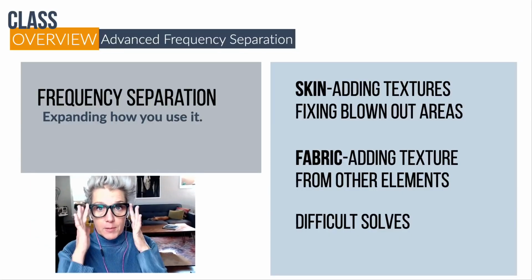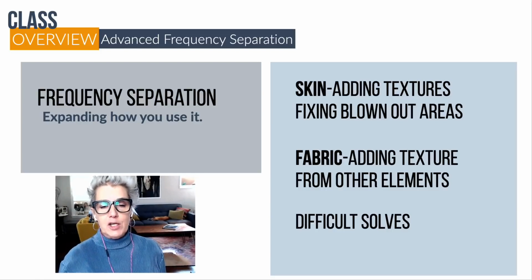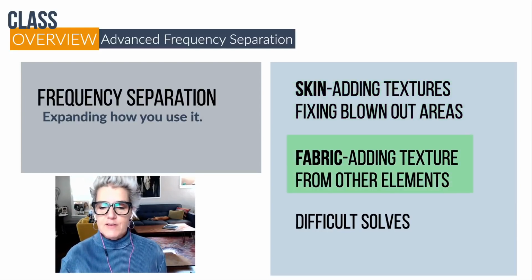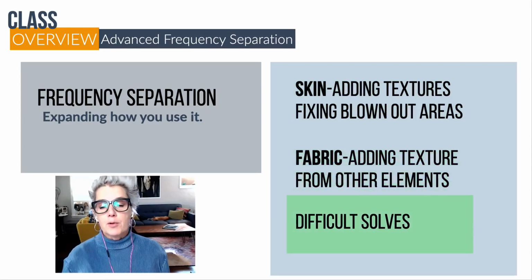First of all, we're going to be looking at frequency separation, how to expand its use by looking at skin texture, when the image is blown out and you need to add skin texture, or when someone's existing skin texture isn't very nice and you want to change it up a little bit. We're also going to look at adding textures to fabric and changing that. This gets really exciting. And then we're going to look at a couple different solves, kind of difficult solves, to see how you might be able to implement frequency separation in your workflow.